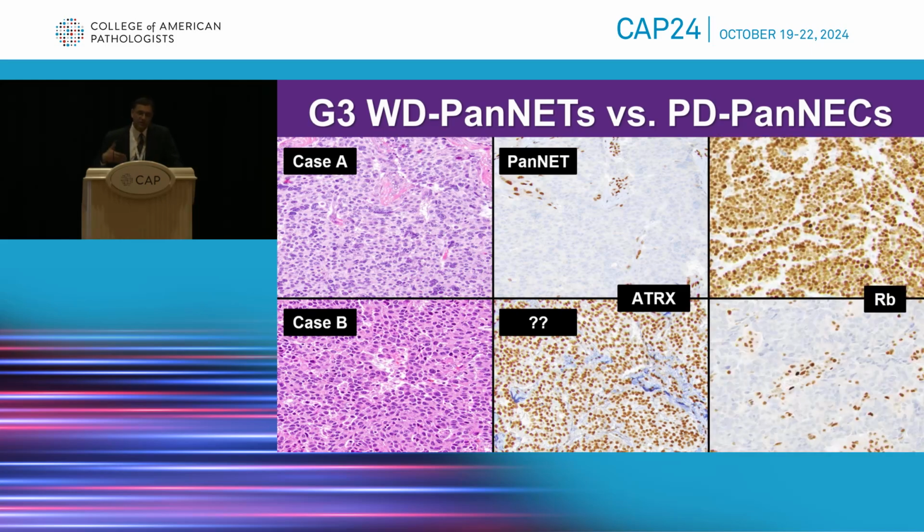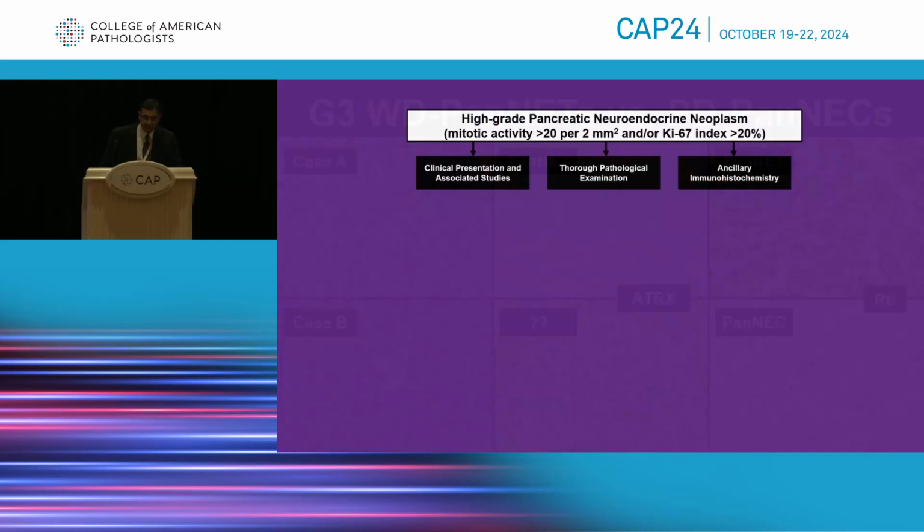That's where another set of stains will help, and that's with RB. Looking at RB1 loss itself, reflective of RB1 mutations, typically when you have complete loss of RB1 itself, it will be associated with a neuroendocrine carcinoma. And so putting everything together with our panel of stains, case B is a neuroendocrine carcinoma.